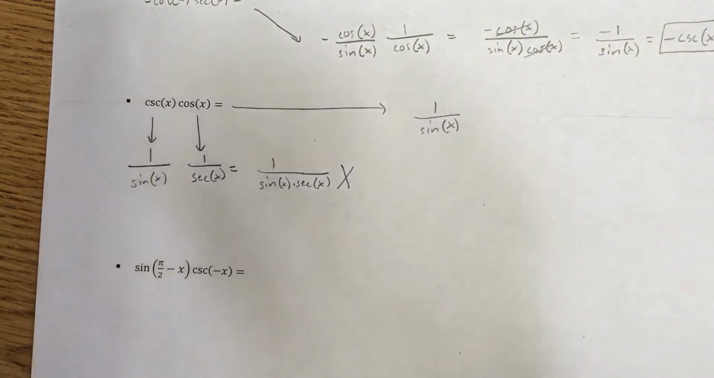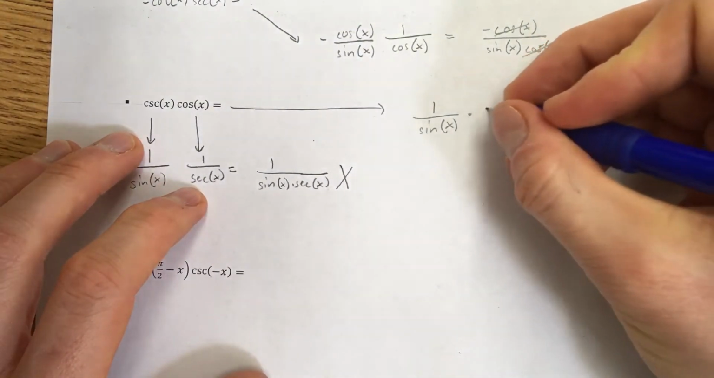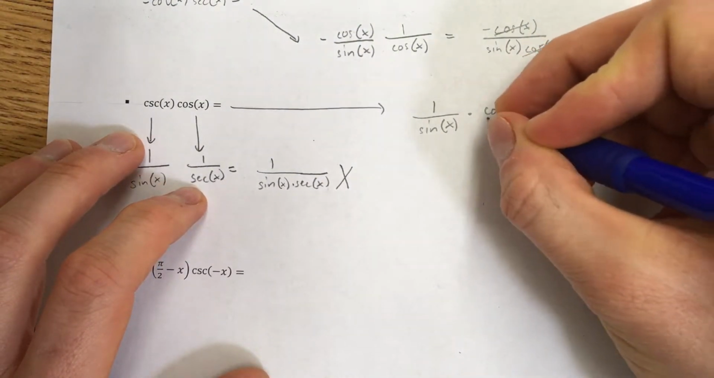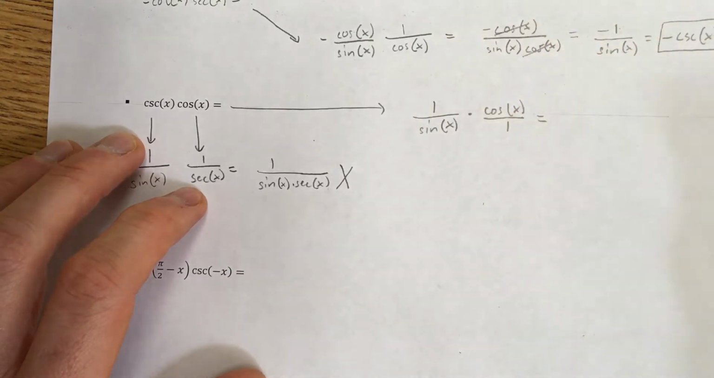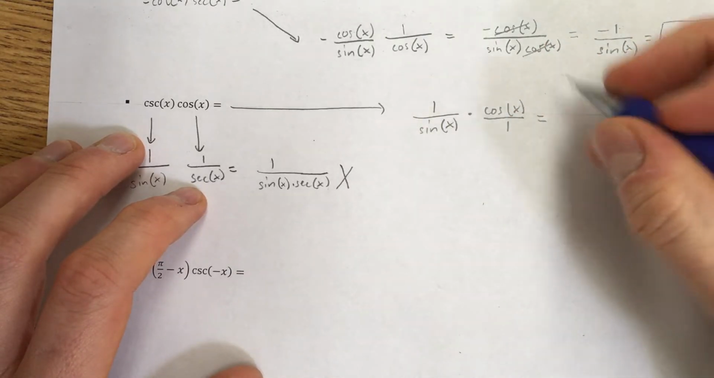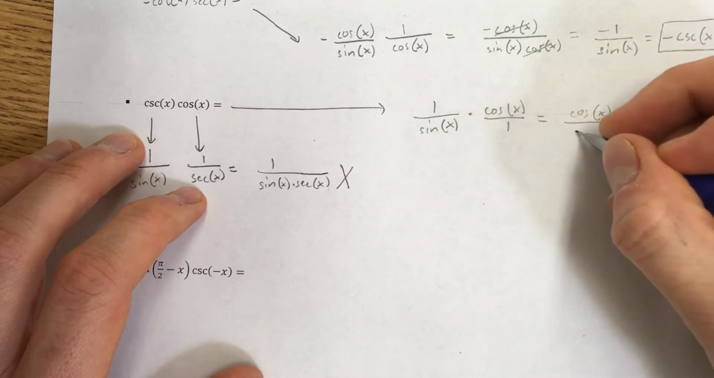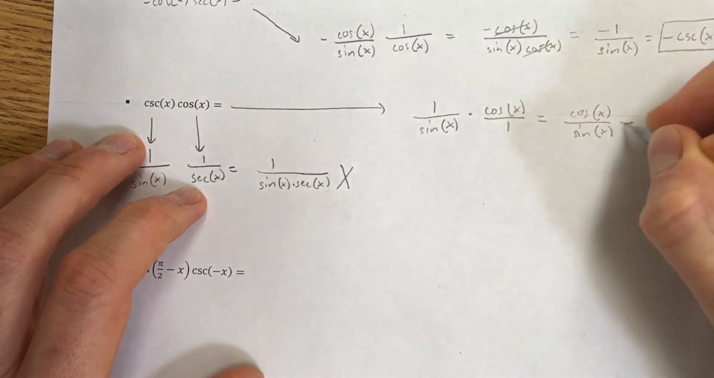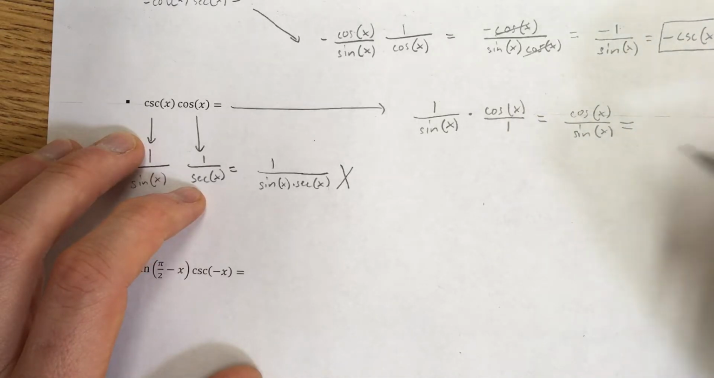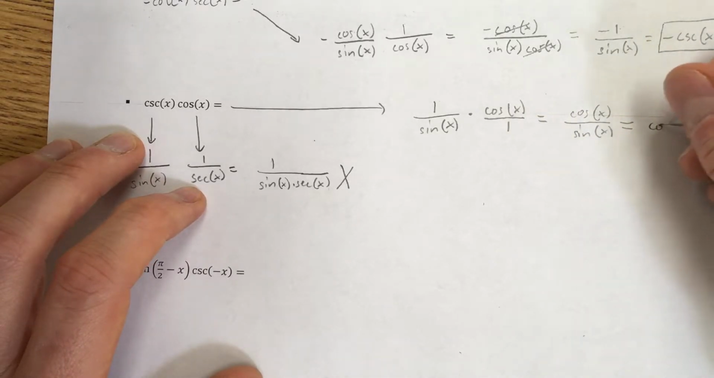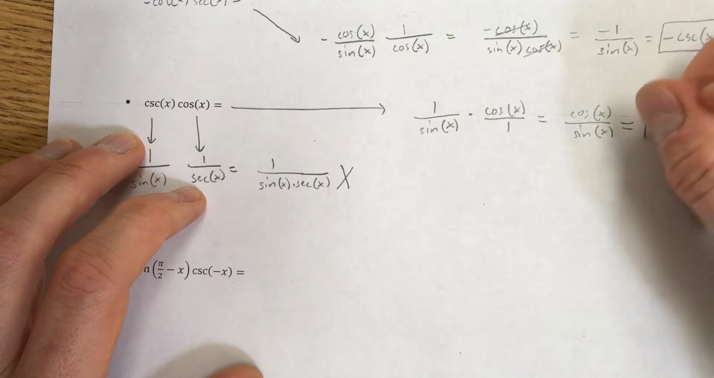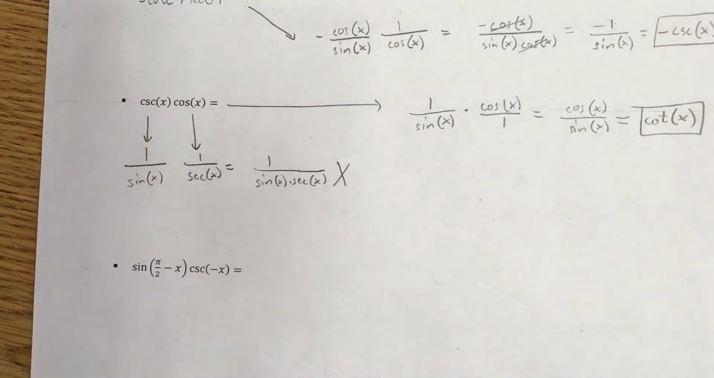Cosine, we don't necessarily have to change everything. So maybe keep cosine as cosine. Maybe put that over 1. And then 1 times cosine would be cosine. Sine times 1 is sine. And then cosine over sine would be cotangent.